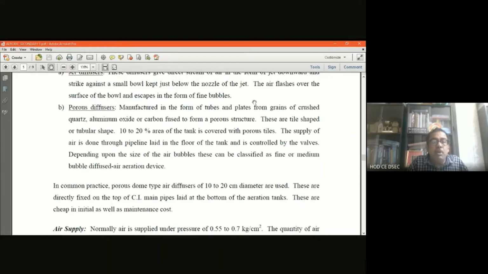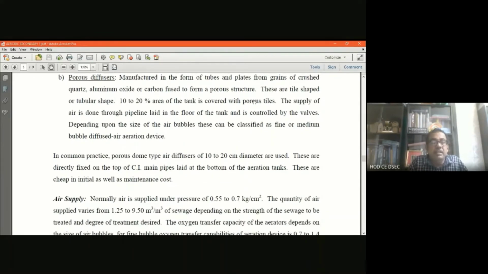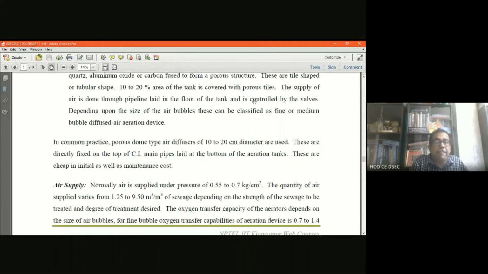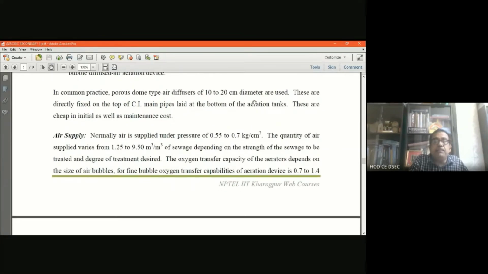Now, in common practice, porous dome type air diffusers of 10 to 20 centimeter diameters are used, and these diffusers are fixed at the top of a CI main pipe laid at the bottom of the aeration tanks, as per the economy, to maintain a low maintenance cost. Now, normally the air is supplied under a pressure of 0.55 to 0.7 kg per centimeter square.